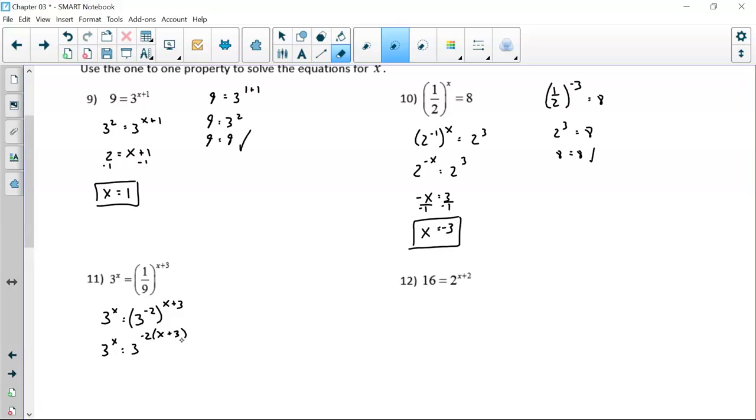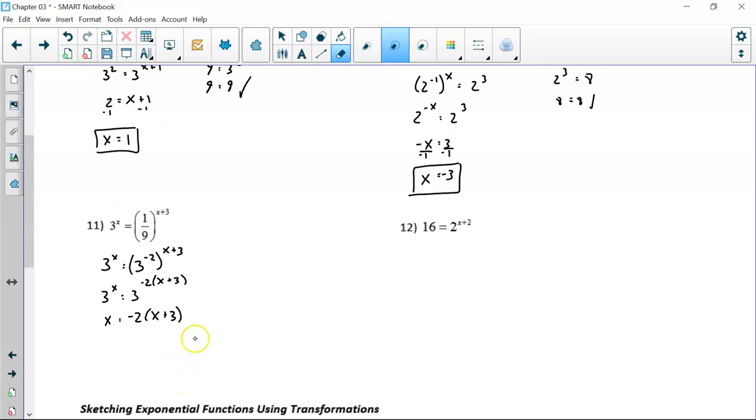Now that the bases are equal, the exponents are equal. X equals negative 2 times the quantity of x plus 3. Set the exponents equal to each other. X equals negative 2x minus 6. Add 2x to both sides. 3x equals negative 6. Divide both sides by 3. X equals negative 2. And you can go through and check that. It does work.